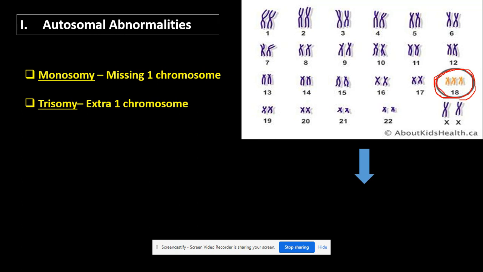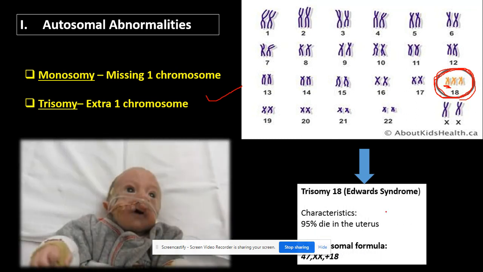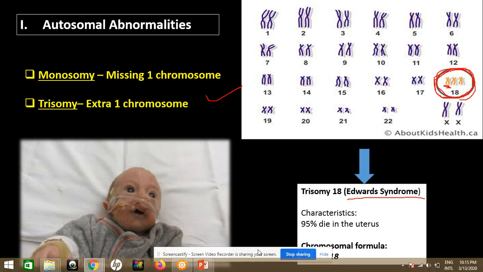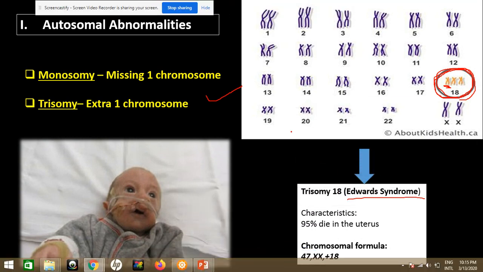As you can see, guys, on pair 18, I have an extra chromosome. This is actually called trisomy. Trisomy means an extra chromosome, and because this extra chromosome is on pair 18, the disease is called trisomy 18, which is also known as Edwards syndrome, the common name. So trisomy 18 or Edwards syndrome is when I have an extra chromosome on pair 18.